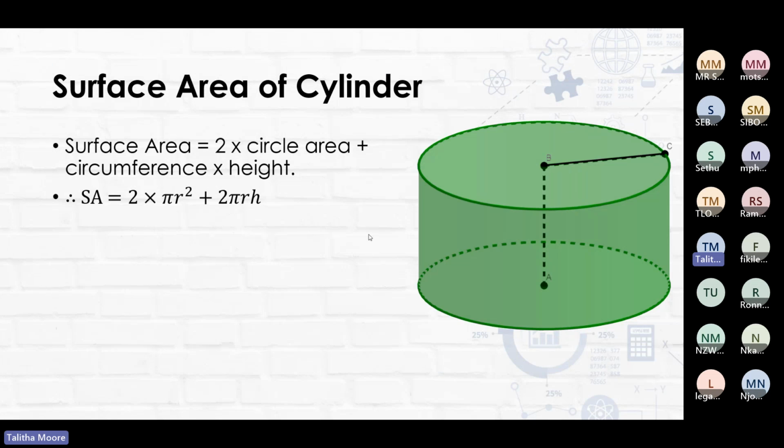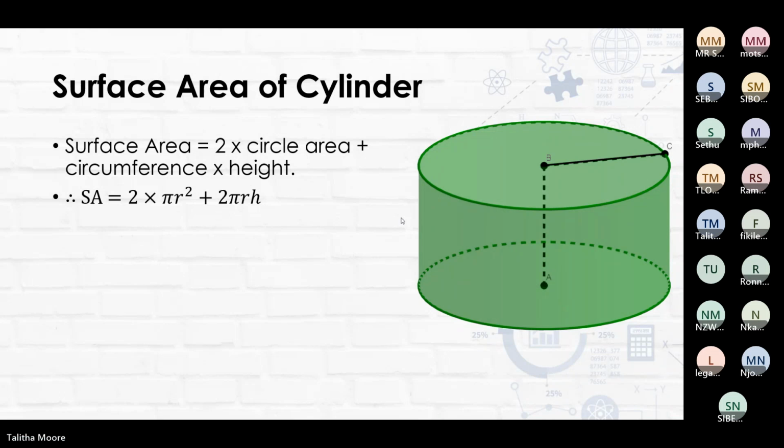Now, the surface area of a cylinder is the base area, again, times 2, and then the circumference. So exactly like we did with the prism, except we are now dealing with a circle, times its height. So our surface area is 2 times pi r squared for the area of the base, and then 2 pi r, which is the circumference, times the height.